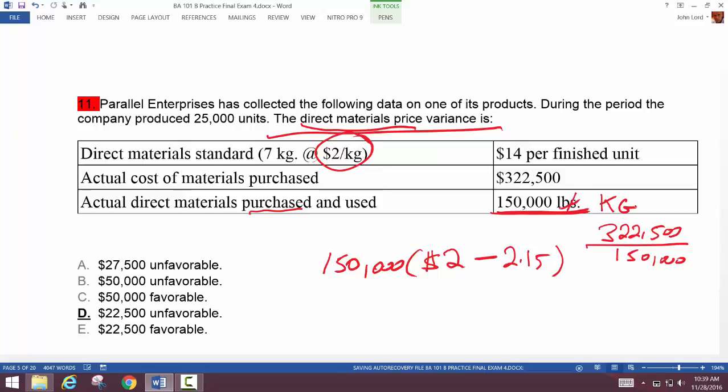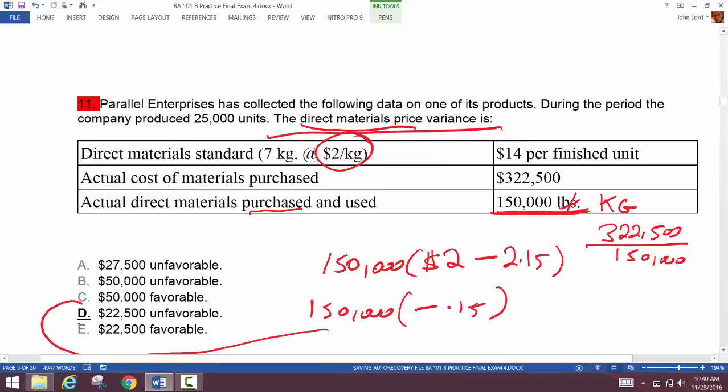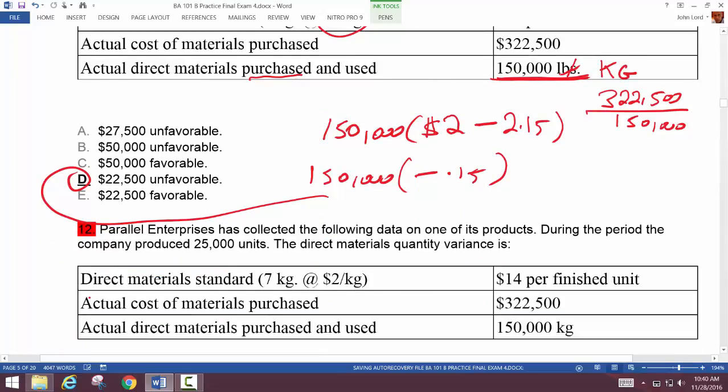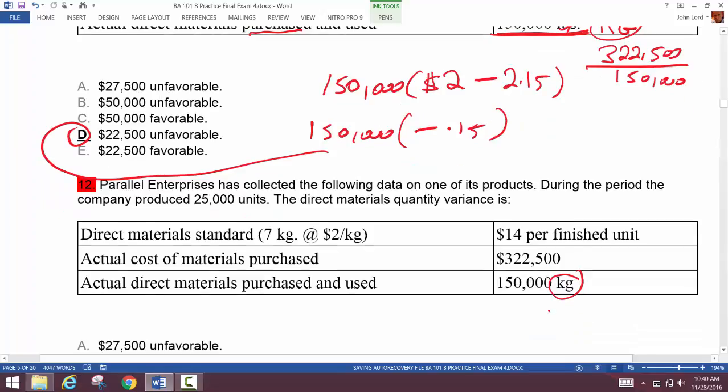Thank you. So 150,000 kilograms times negative 0.15? Does that give me this 22,500 unfavorable, I hope? Okay, good. Let's take a look. Yeah, okay. So they didn't make the same mistake twice, at least. See how this one is the same facts. Now they just want us to get the quantity variance, and they were a little bit more careful this time, right?